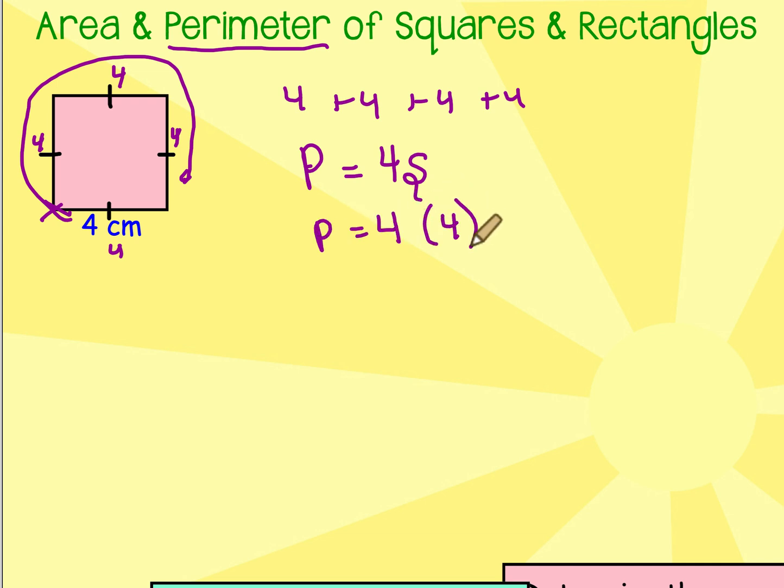In this case, it's 4. It's equal to 16. And I'm not walking in a bunch of squares. I'm just walking straight down a path. So it's not square units, but just centimeters.